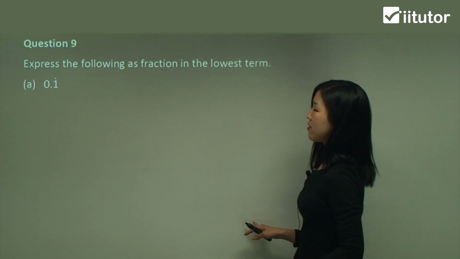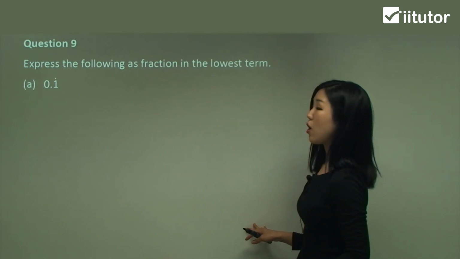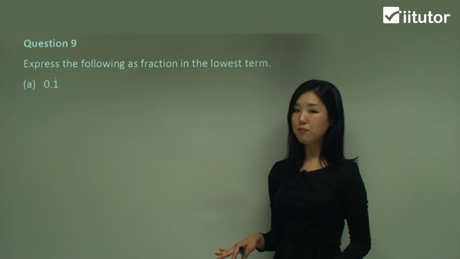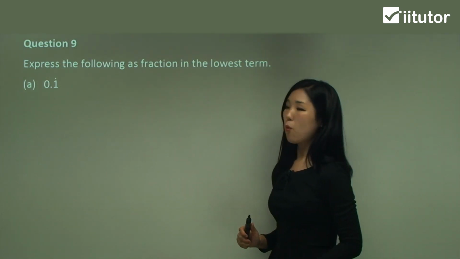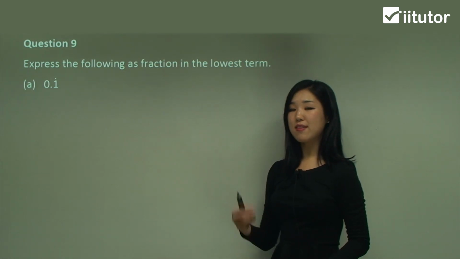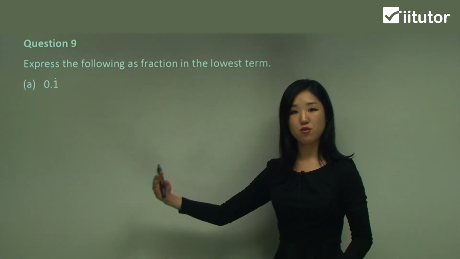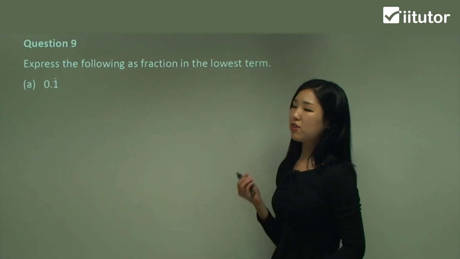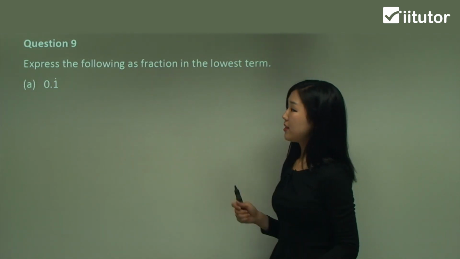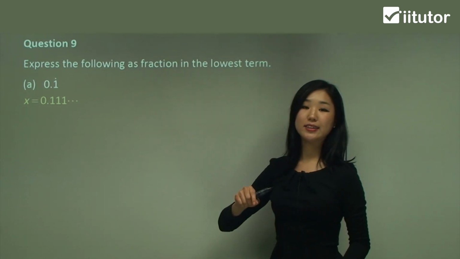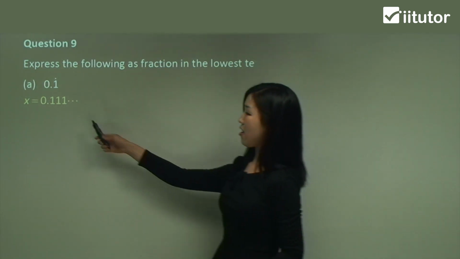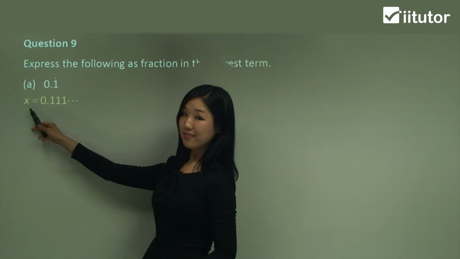Question 9, express the following as a fraction in its lowest term. This time we have to do some working out. You can see that the dot's on top of the 1, which means that it's going to be 0.111, etc. Now what I'm going to do is use a bit of algebra. I'm going to let my original recurring decimal be x. See how I let 0.111 be x?